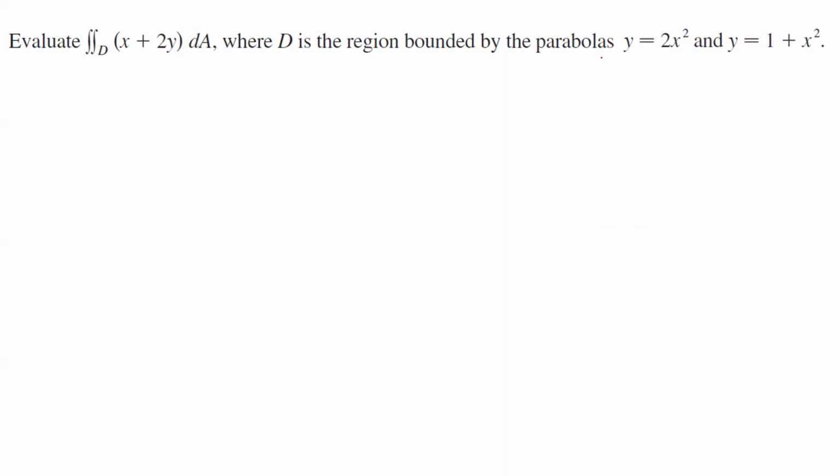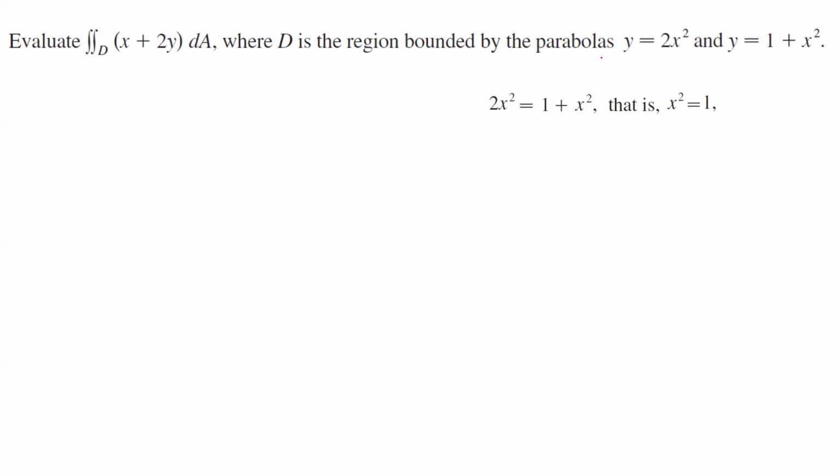Well, how do we find the boundaries then? X is bounded between which values? Y is bounded between which values? Let's do a little bit of algebra. Set the y's equal to each other. So 2x squared is equal to 1 plus x squared, which is just setting the parabolas equal to each other and doing a little bit of algebra. Bring x squared to the other side, you get x squared equals 1.